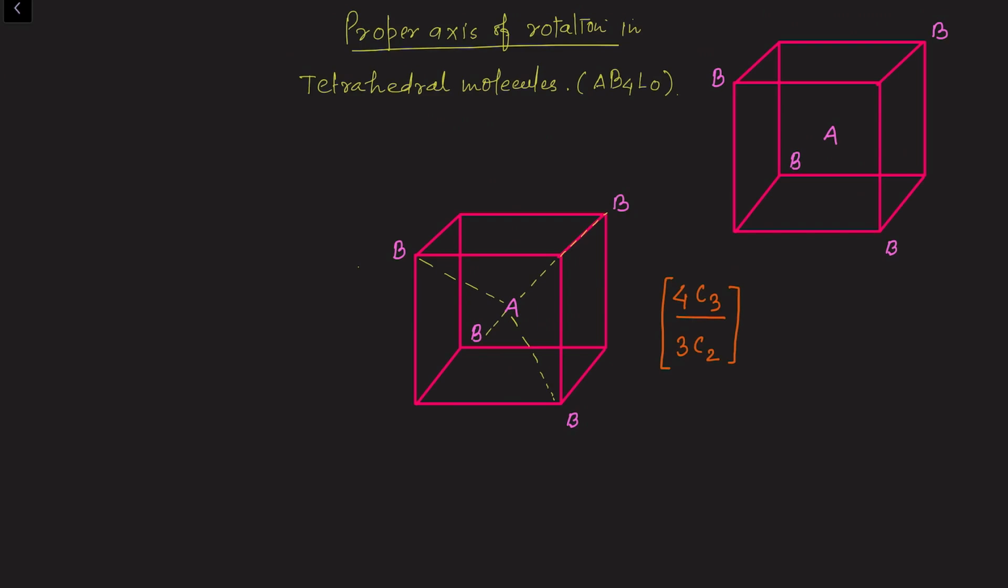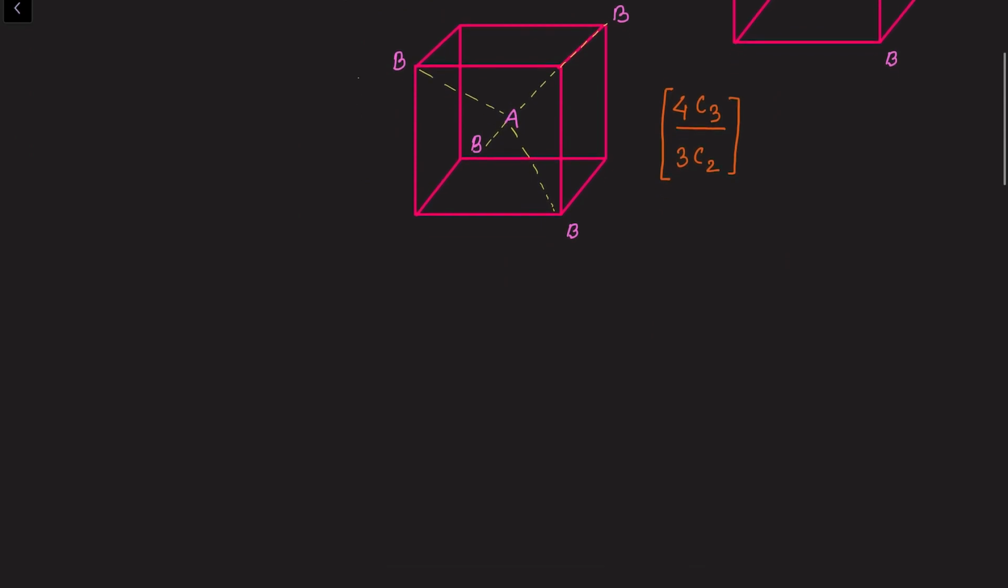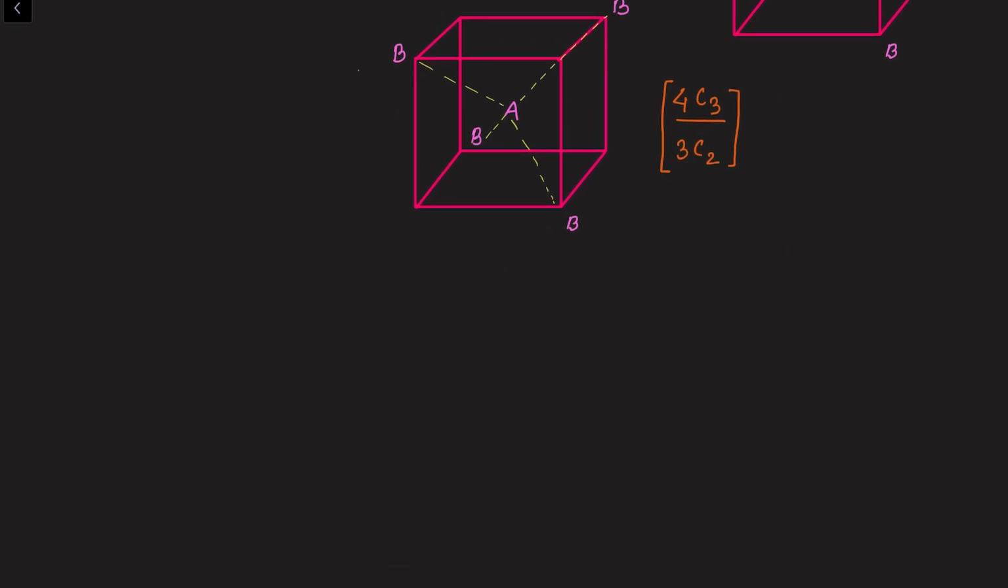Generally people use a model, and not every student has a model, right? But here we can easily understand the operation of the proper axes of rotation present in an AB4 tetrahedral molecule with the help of pen and paper. If you really want to understand this, please open your notebook with your pen and perform exactly as I am doing. Okay, so let's check. First, we are going to discuss the presence of 4 C3 proper axes of rotation.